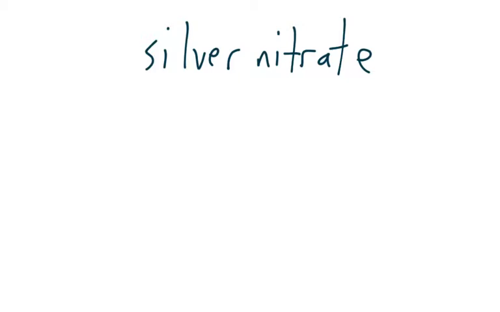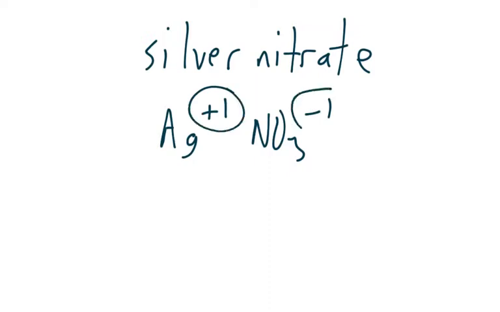All right, let's try one more. Let's try silver nitrate. This chemical can stain your hands. And silver is Ag. It is also one of those elements, transition metals, that does not have a Roman numeral. Silver is always going to be +1. So it will not have a Roman numeral because it always has that charge. Nitrate is NO3 with a -1 charge. These two are going to cancel, and you're going to be left with AgNO3.